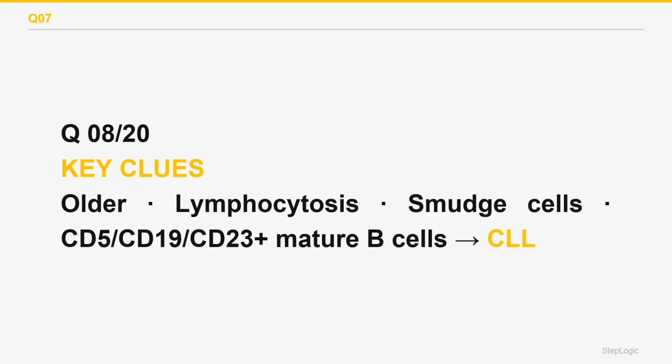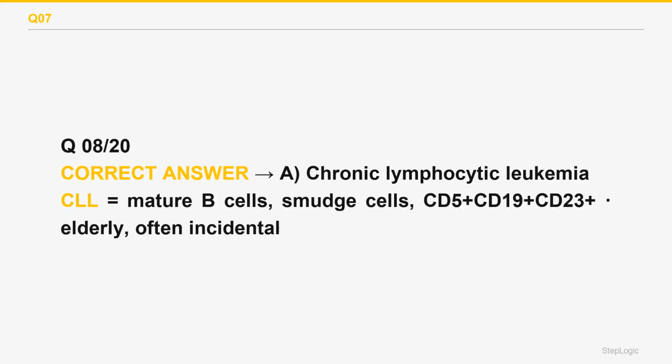The hallmark cells are mature-appearing small lymphocytes that are fragile and rupture during smear preparation, producing the characteristic smudge cells. Flow cytometry clinches it, a monoclonal B-cell population that aberrantly co-expresses CD5, normally a T-cell marker, along with the B-cell markers CD19 and CD23. CLL is identical in cells to small lymphocytic lymphoma. It is just the leukemic, blood-predominant form. The correct answer is A.